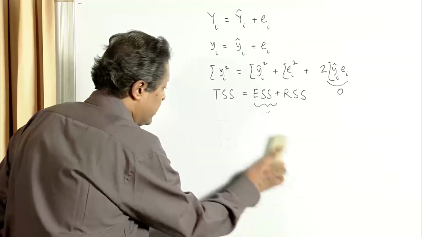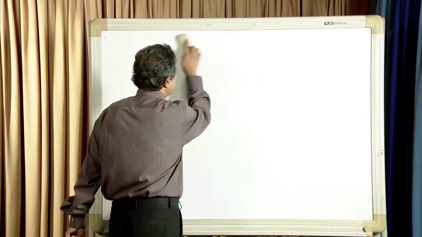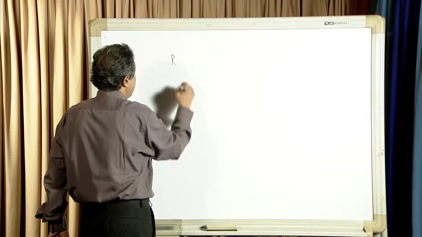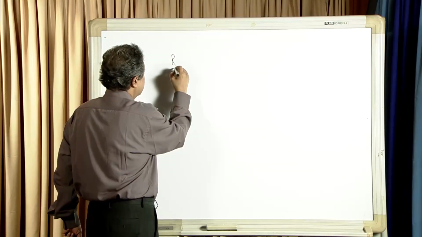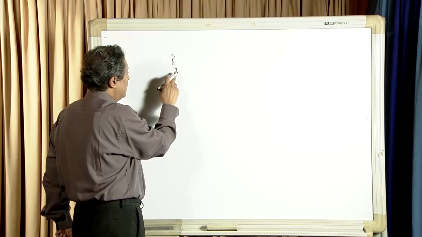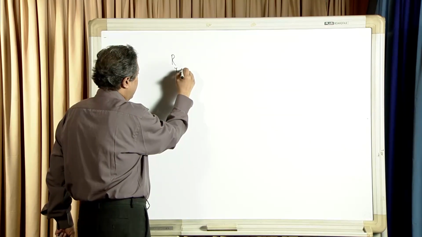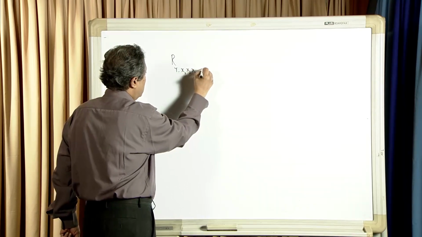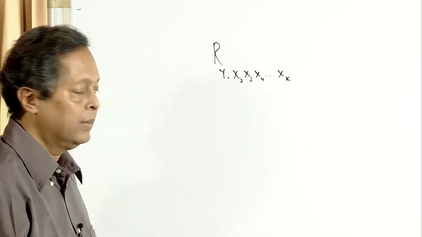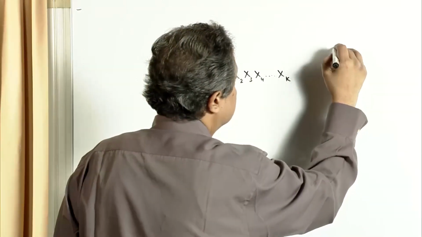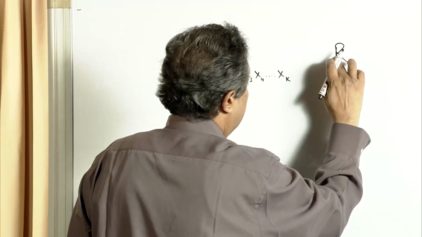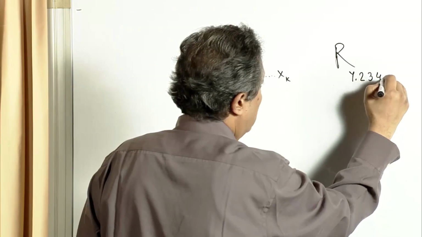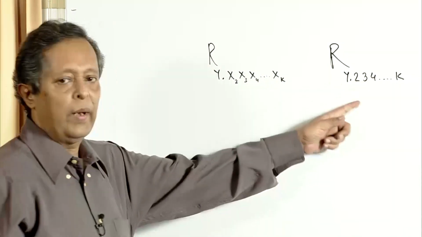So, as I just now mentioned, R square is the square of the multiple correlation. R is actually written as R, the correlation between y on one hand and x2, x3, x4 up to xk on the other hand. The literature also mentions R as R between y and 2, 3, 4 dot dot k. So, these are different ways of writing R.